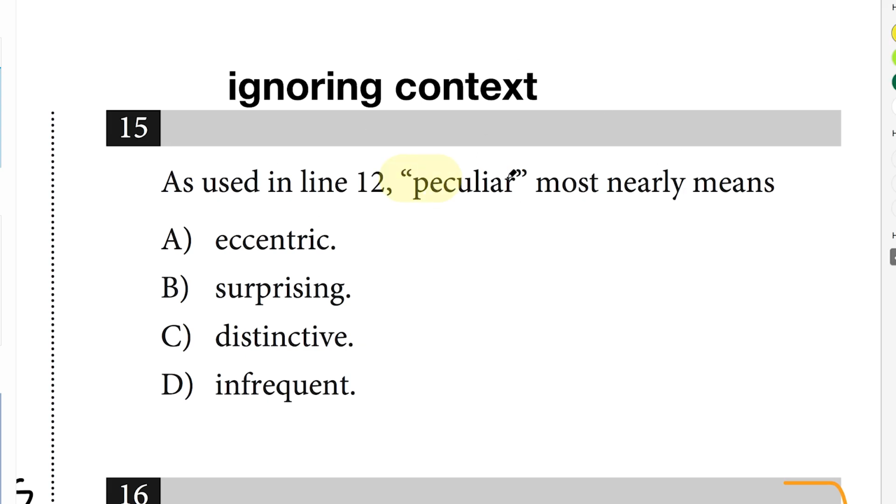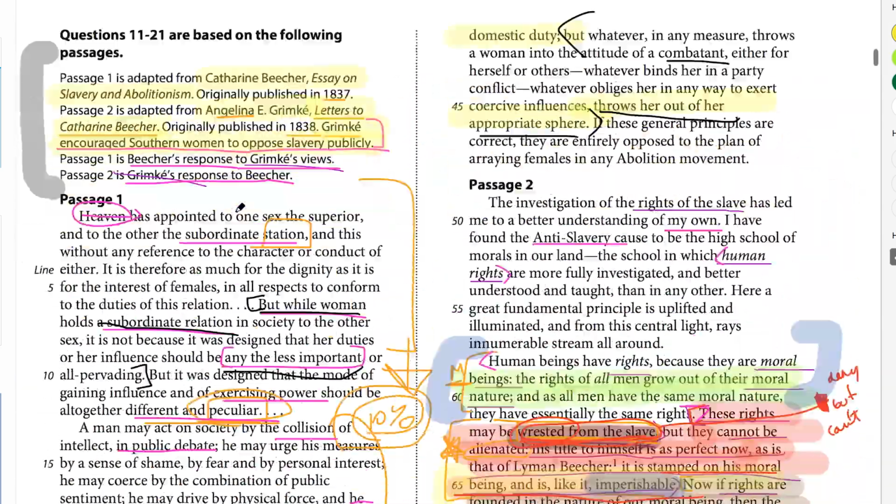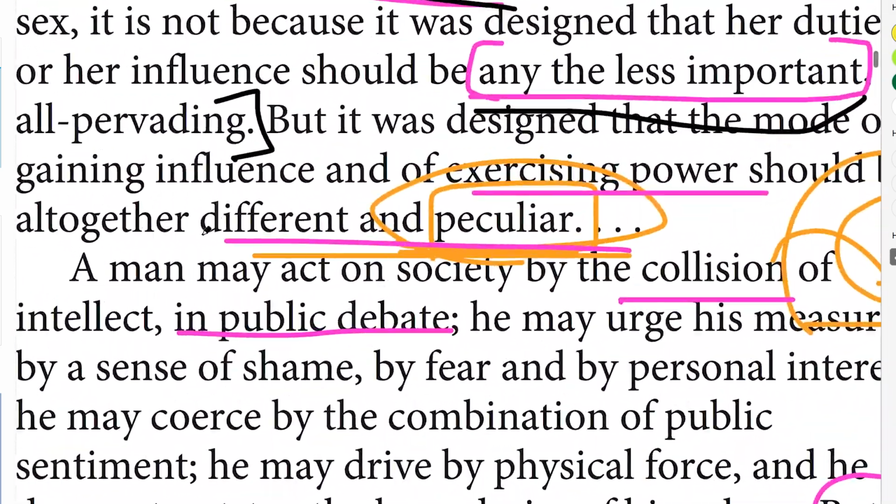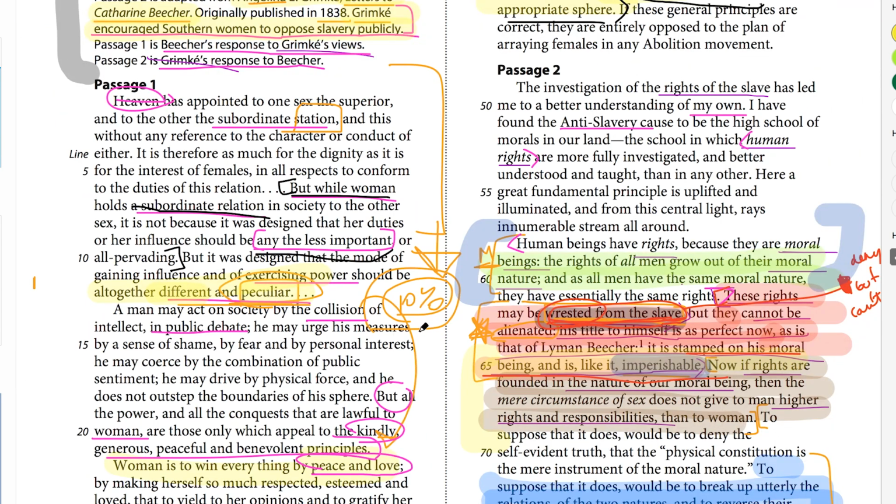So I have, as used in line 12, "peculiar" most nearly means. So here's the wrong way to do this question. I can look right here. The wrong way to do this question is just to read these 4 words, "altogether different and peculiar." And then maybe you see the word "different" and you're like, oh, here, peculiar means different. Do you see how I'm not using my brain to understand the context, really? No, I'm just looking at like 4 words. That is not enough to understand context.